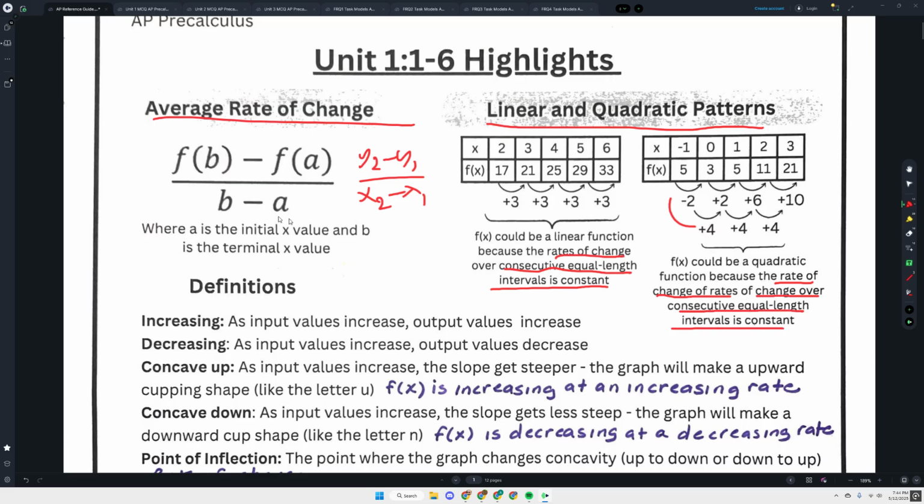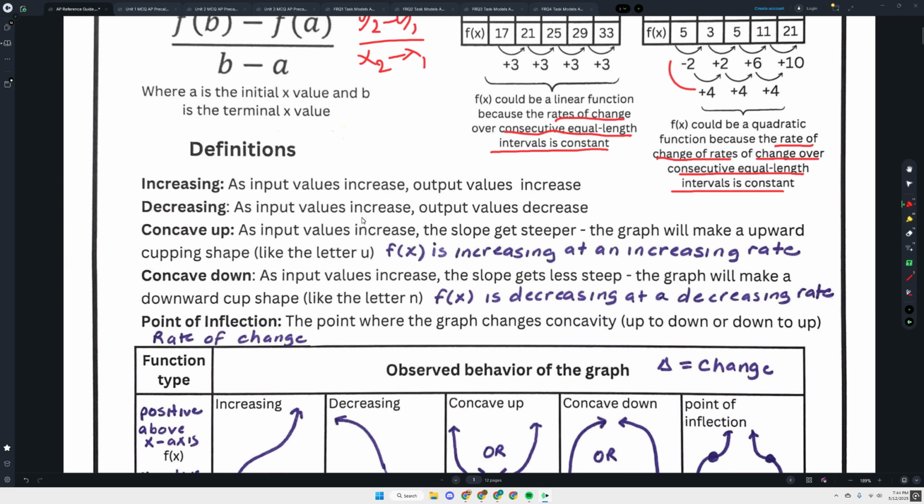Any questions on these 2 things? Nope. Alright, no questions on these? Okay, then I'm going to move on to these important definitions.